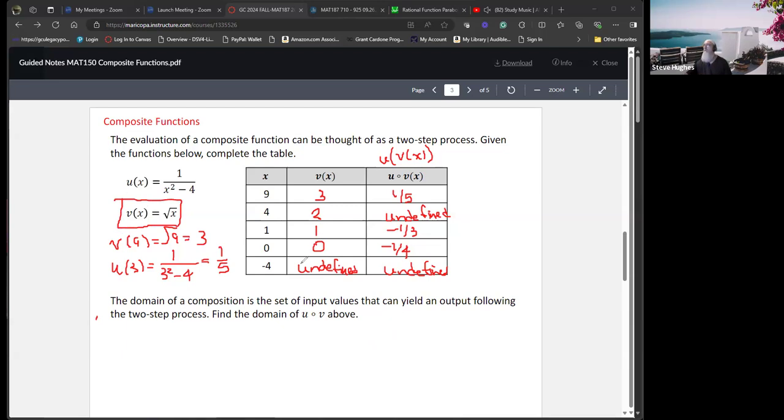That's where I'm putting x first, right? I just found out I couldn't put a negative number in there, right? Negative 4 is undefined, so I can't put negative numbers in there. But I can put a number that's greater than or equal to 0, right? So for v of x, the domain is from 0 to infinity. That's 100% correct. That's my domain for v.